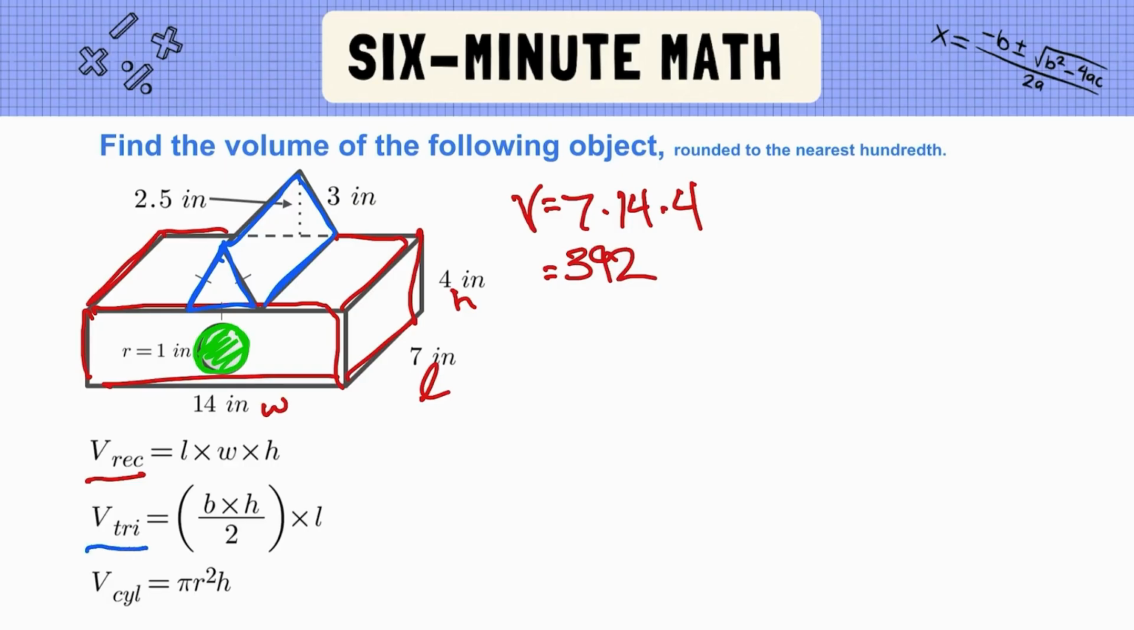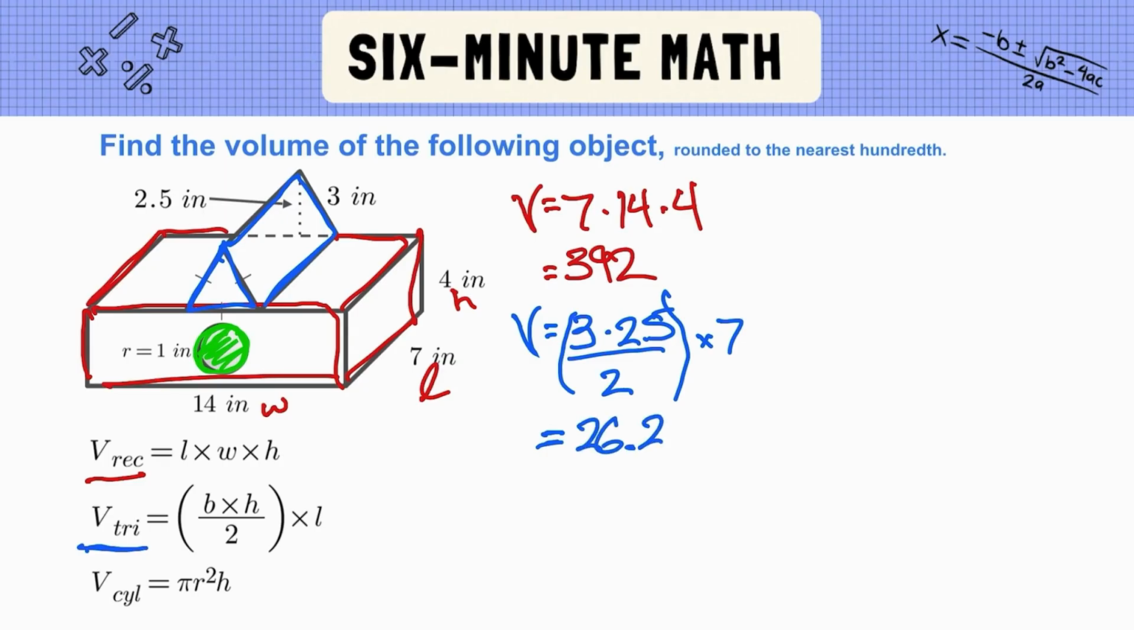Let's figure out that triangular prism here in blue. So that volume is base times height divided by 2. So we have 3 times 2.5 divided by 2. And all of that is multiplied by my length of 7. So I have a triangular prism volume of 26.25.